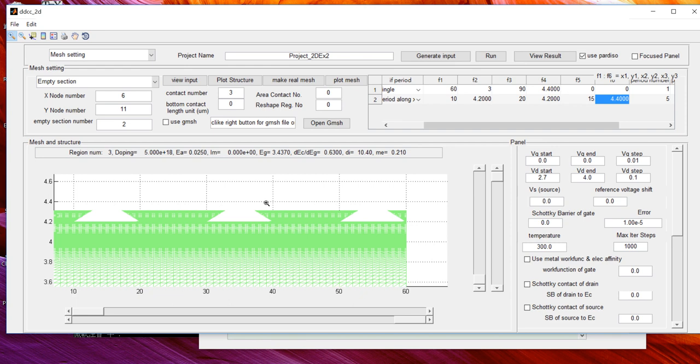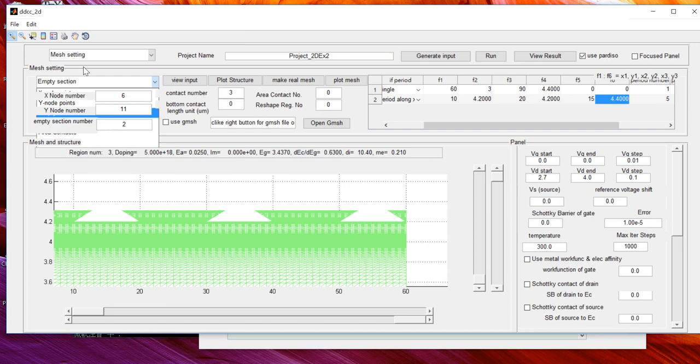I mean, sometimes the mesh is very dirty, like the second case. So if it's dense enough, you'll be fine, usually. And you can use Gmesh, which should be able to deal with that much better.